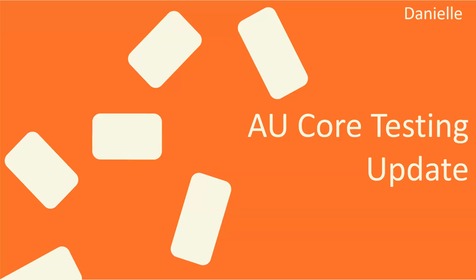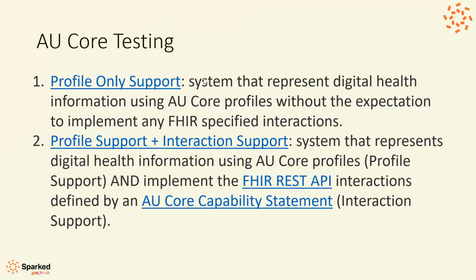Okay, so that's it for Connectathon report back. I'm going to go on to testing update now. So a whole bunch of testing happened in the Connectathon, which was fantastic. And so I'm going to do a brief context coming back in and then talk about the updates to it. So AU Core has two conformance approaches. So two ways to implement AU Core, essentially.